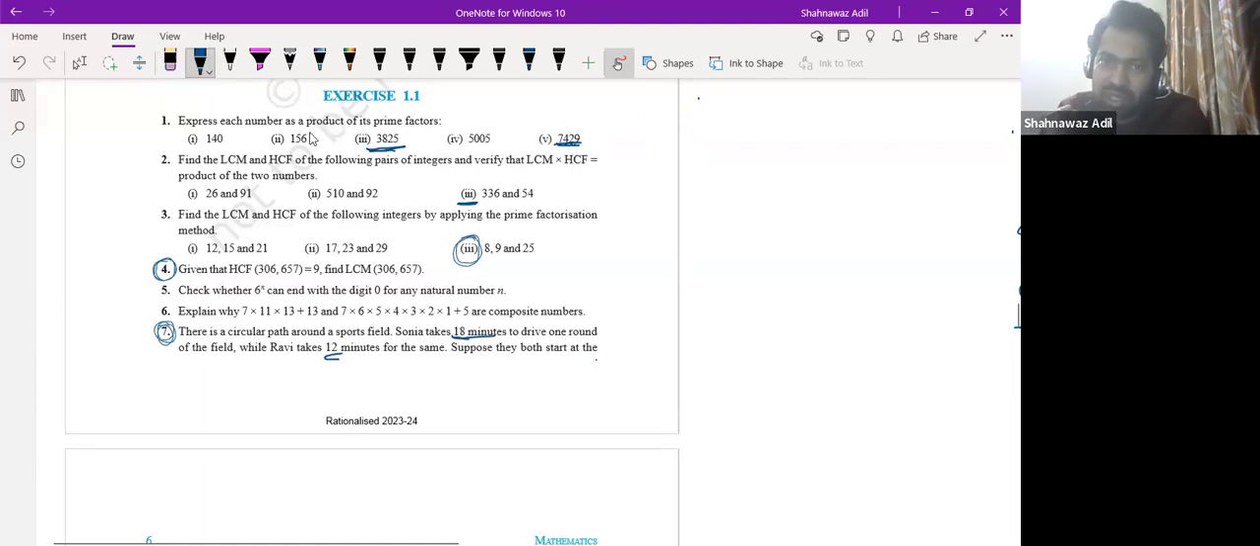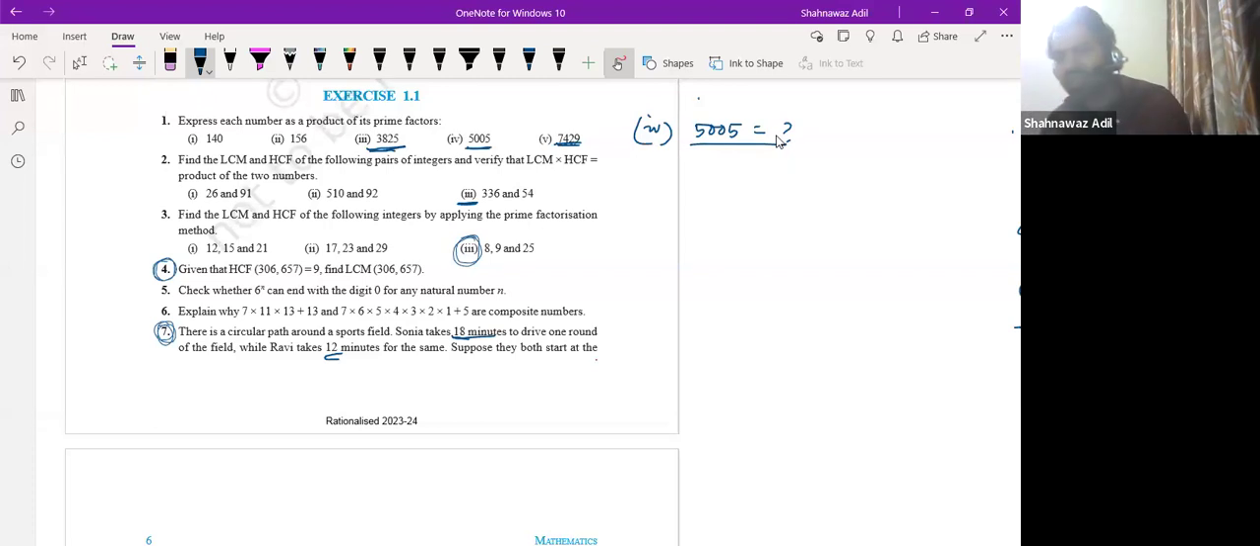So let us quickly, you guys do this question and tell me what is the factorization of this. For starters, let us start with a very simple question.